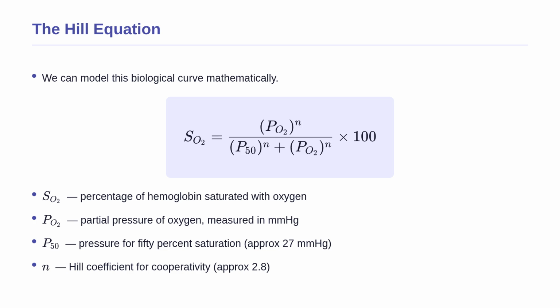SO2 represents the percentage of hemoglobin that is saturated with oxygen. PO2 represents the partial pressure of oxygen in the blood, measured in millimeters of mercury. P50 is a special constant, the exact oxygen pressure required to get hemoglobin 50% saturated, typically around 27 millimeters of mercury. Finally, the exponent n is the Hill coefficient, representing the degree of cooperativity, which is approximately 2.8 in humans. Notice that if PO2 increases, the numerator grows rapidly, pushing the total saturation closer to 100%.